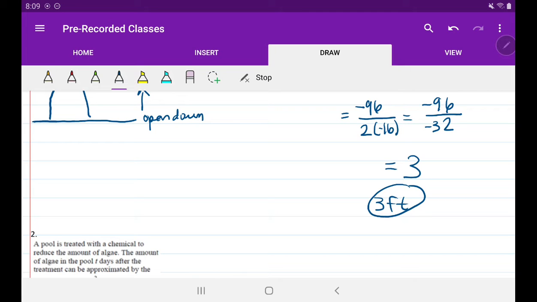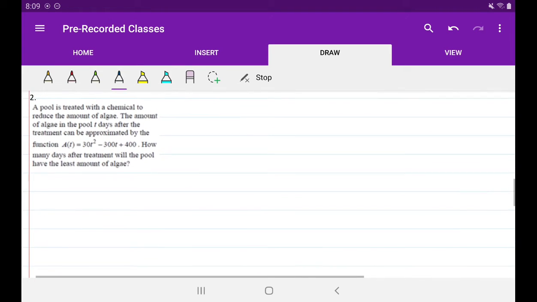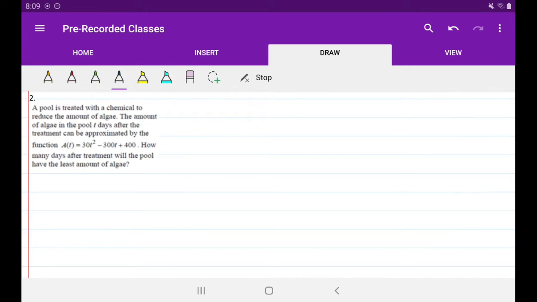Okay, so going on to number 2. Number 2 is going to be a little different. They ask for something a little different. A pool is treated with a chemical to reduce the amount of algae. The amount of algae in the pool t days after the treatment can be approximated by the function a of t is 30t squared minus 300t plus 400. How many days after treatment will the pool have the least amount of algae?